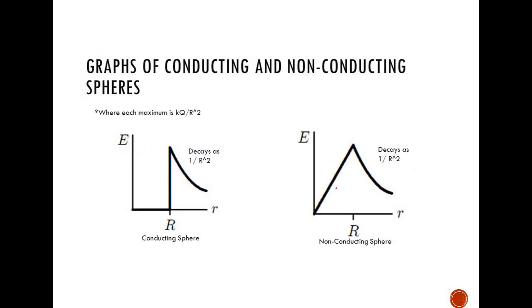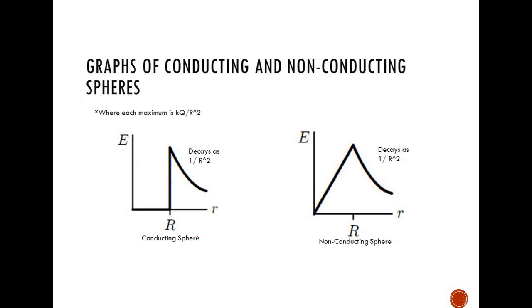And a very brief introduction to the graph. For the conducting sphere, you will obtain a graph of E versus R where the curve decays inversely, as 1 over R squared. For the non-conducting sphere, we obtain a straight line rising with the radius, and then it declines like this, as 1 over R squared.